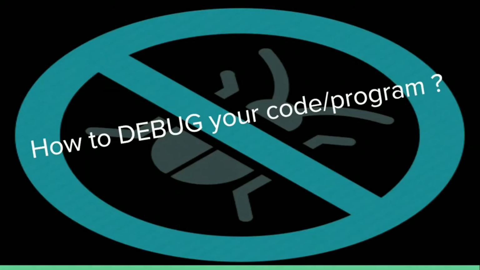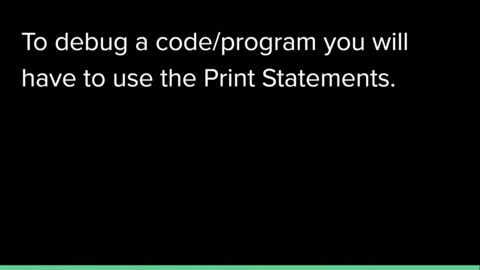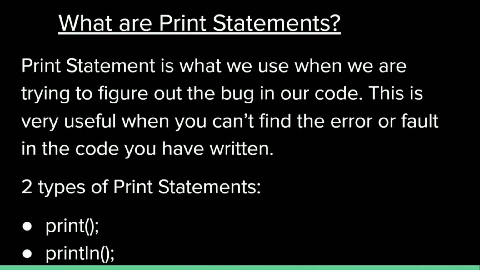How to debug your code or program? To debug a code or program, you will have to use print statements. What are print statements? Print statements are what we use when we are trying to figure out the bug in our code. This is very useful when you can't find the error or fault in the code you have written.